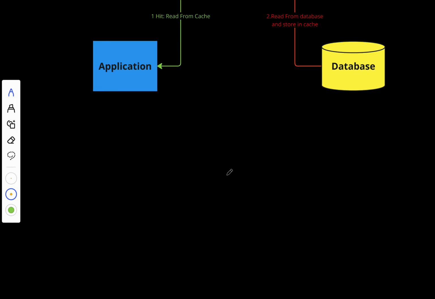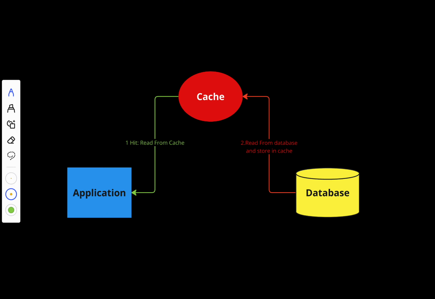How does this work? We have a small diagram that shows how it works. Your application will try to read the data, let's say a user profile. First, we check the cache. The cache checks if the user profile data exists in the cache store. If the data is available in the cache, it's called a cache hit, and the data will be read from the cache and returned directly to the application.